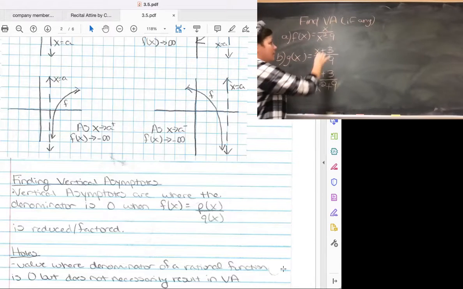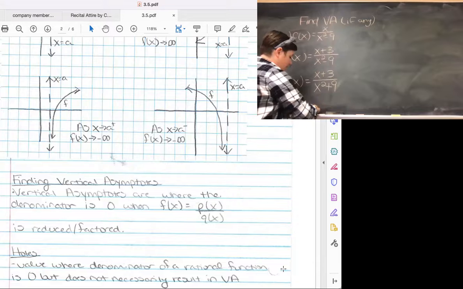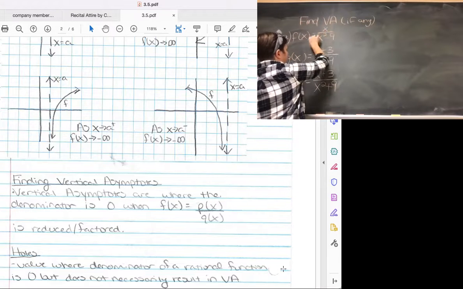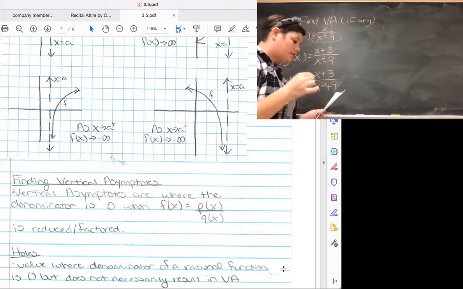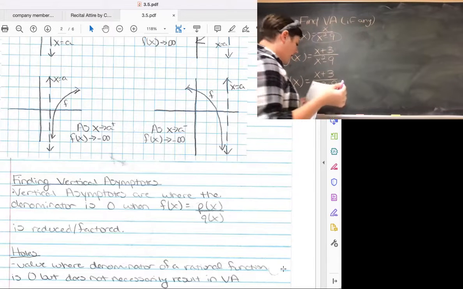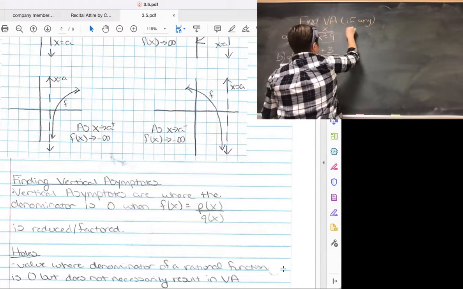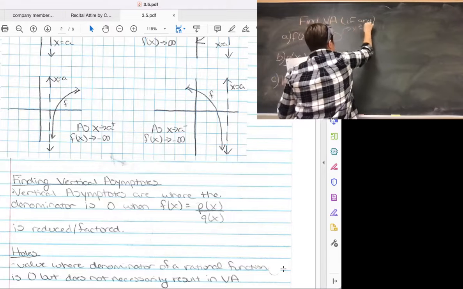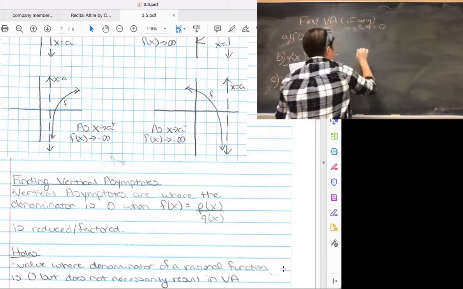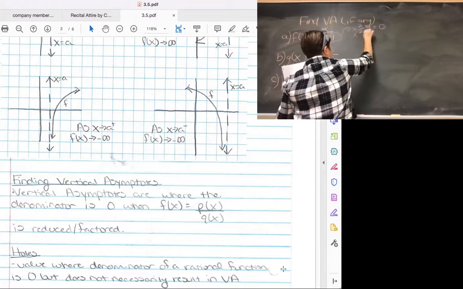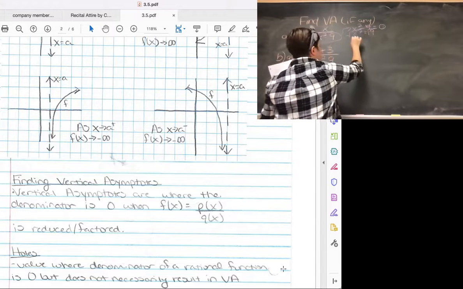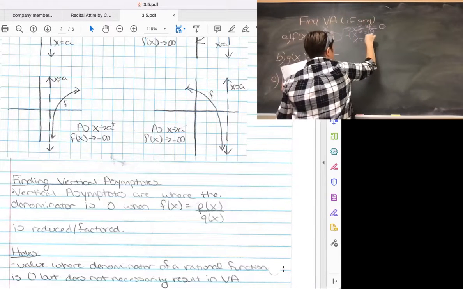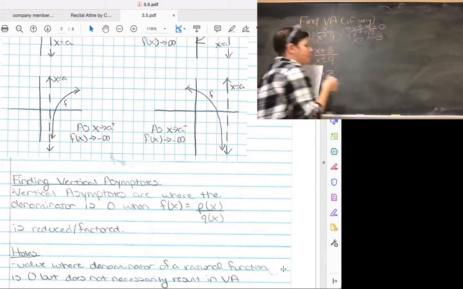So since it does not eliminate with anything, then you can just simply look at the bottom and set it equal to 0 and find the trouble spot. That trouble spot is going to be our vertical asymptotes. So x squared minus 9 equals 0. I'm going to add 9 to both sides, then I'm going to square root. So I get x equals plus or minus 3.